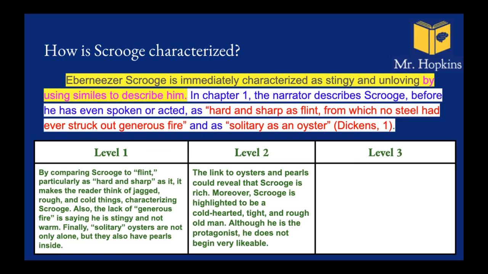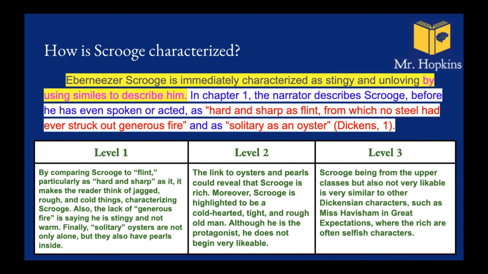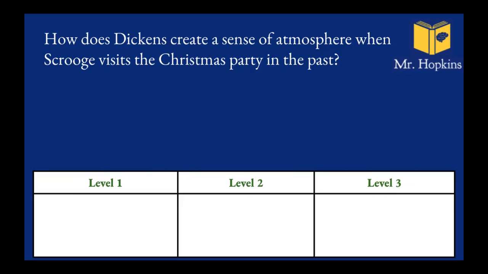Level 3 then, what connections can I make, or what themes does it develop? So Scrooge, being from the upper classes, but also not very likeable, is very similar to other Dickensian characters, such as Miss Havisham in the book Great Expectations, written by Charles Dickens. Rich characters are often seen as selfish characters in Dickensian work, which probably represents Victorian England. Look at one more example.